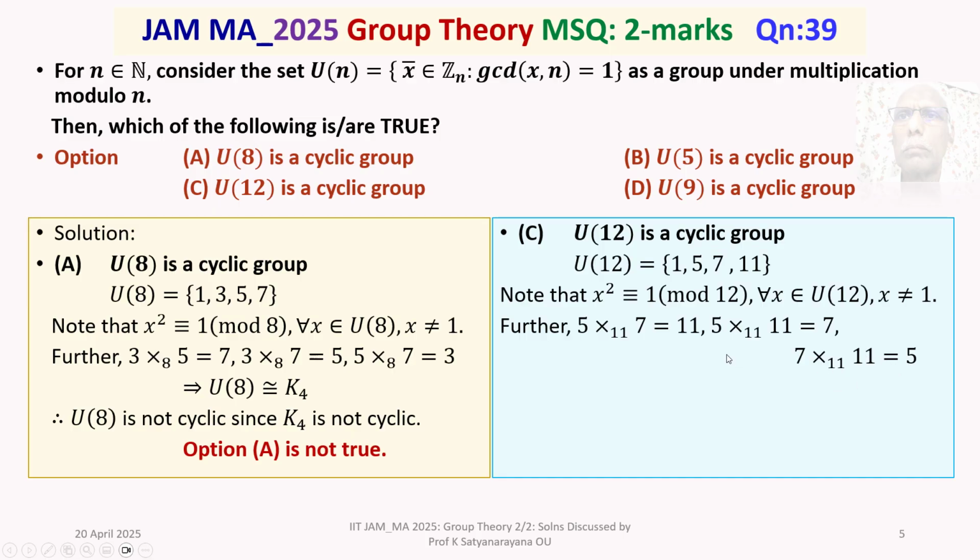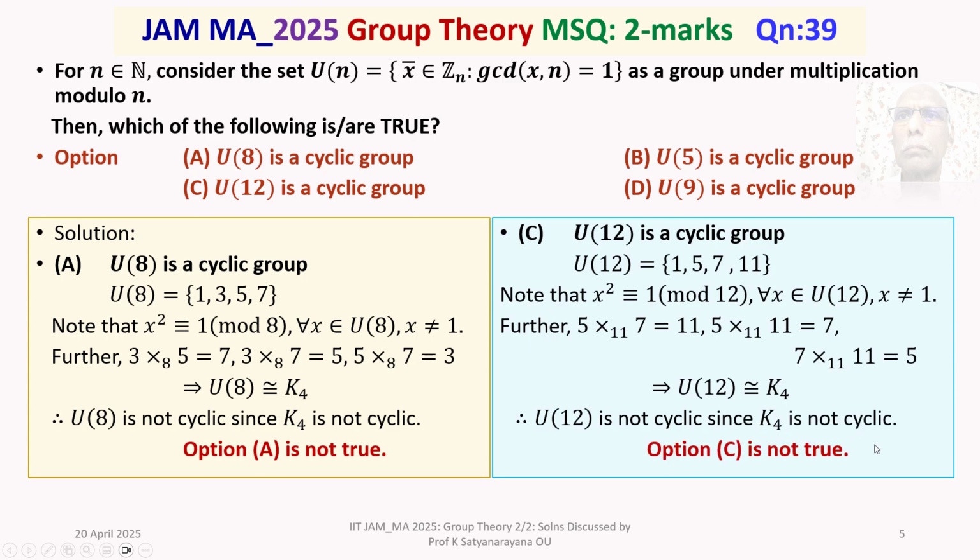So again, it is isomorphic to K4, the Klein's 4 group. You have to remember the defining relations for the Klein's 4 group. U12 is isomorphic to K4. So U12 is not cyclic since K4 is not cyclic. Therefore, option C is not true. We move to the next slide.